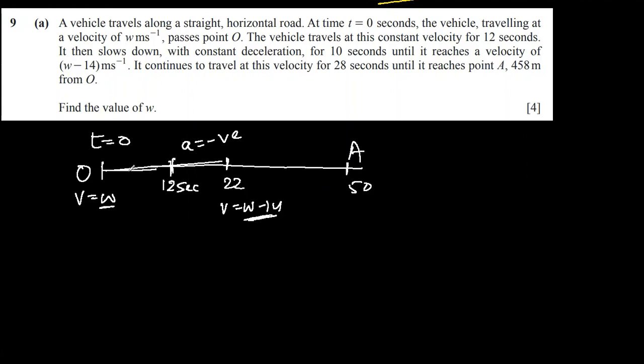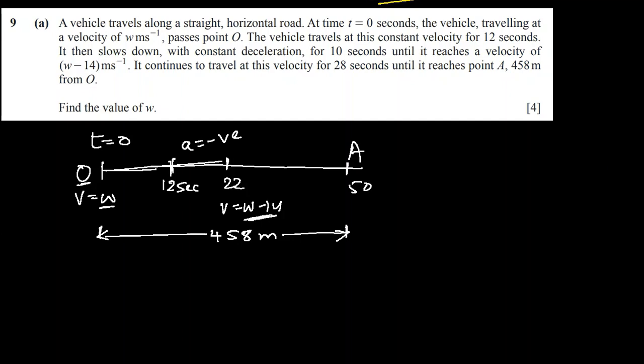So this is point A. We started with O, reached A, 458 meters from O. So from this point to here, it is 458 meters. Distance is involved now. Find the value of W.